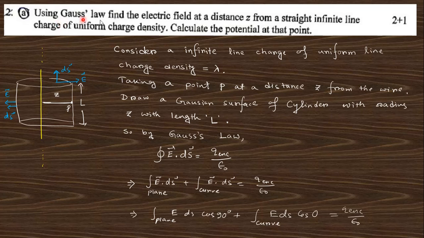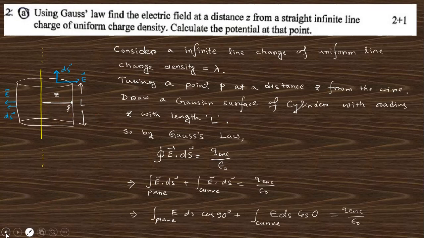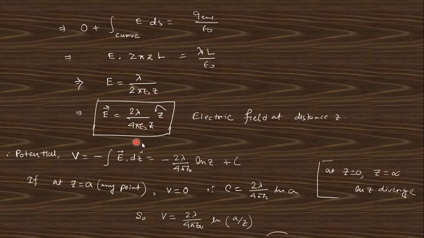This question says, using Gauss law, find the electric field at a distance z from a straight infinite line charge of uniform density. You know this thing very well because in the theoretical class we already discussed. You take a point P and consider this Gauss surface. You can see here for the plane surface this electric field and surface are perpendicular, that's why the flux will be zero. In case of the curved surface, the flux will be present and this is nothing but 2 pi z L. We take this as z, so 2 pi z L. So finally you get this electric field and the potential is nothing but this one.